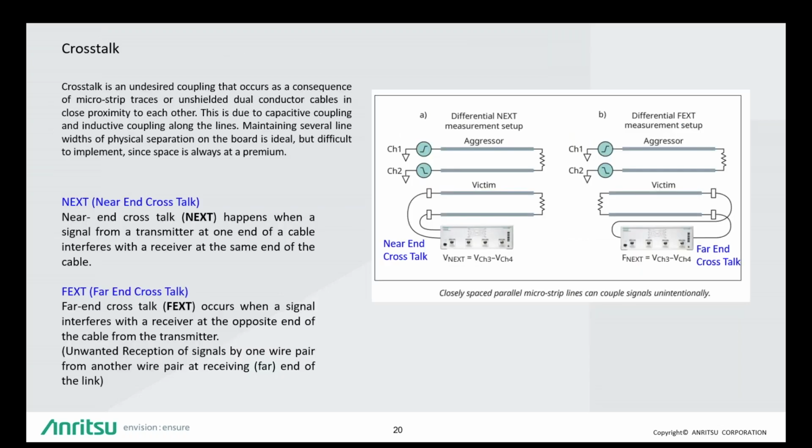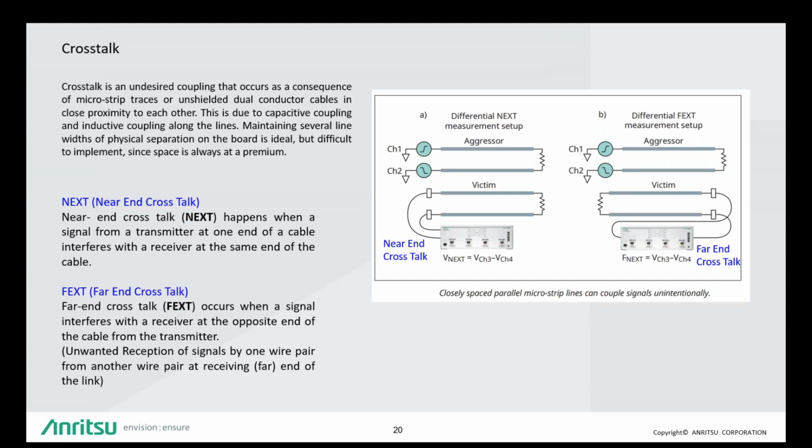We'll just end by briefly going over crosstalk. Crosstalk is an undesired coupling that occurs as a consequence of microstrip traces or unshielded dual conductor cables in close proximity to each other. This is mainly due to capacitive and inductive coupling along the lines.